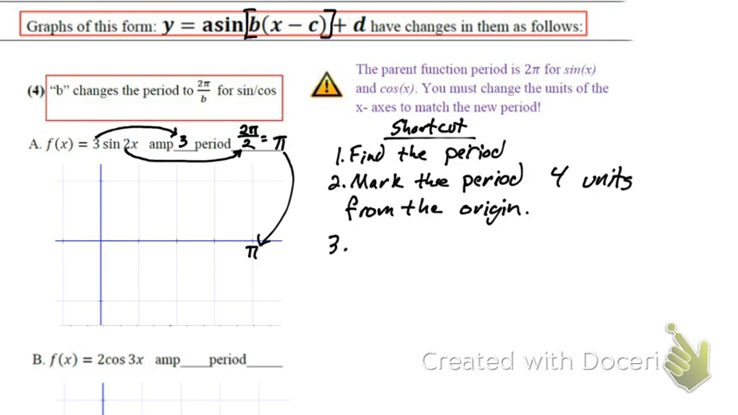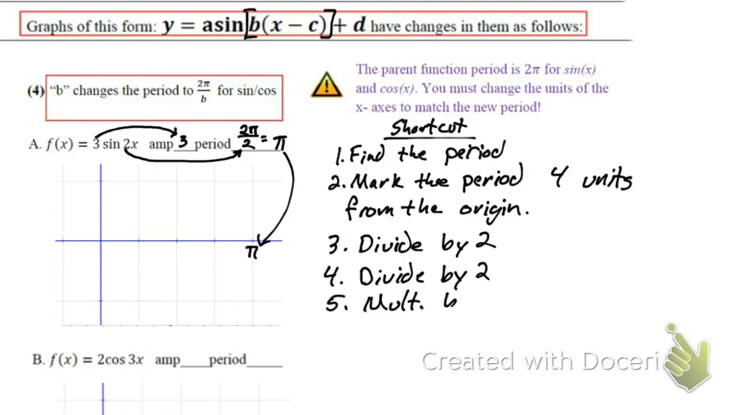Step 3. It's going to seem weird until we see what happens. But we're going to divide by 2. Step 4 is going to be divide by 2. And I'll talk about what this means in a second. And the 5th step is just multiply by 3. Divide by 2, divide by 2, multiply by 3. I'm going to tell you right now, these steps are almost useless with this number, but harder ones is going to make it a lot easier.